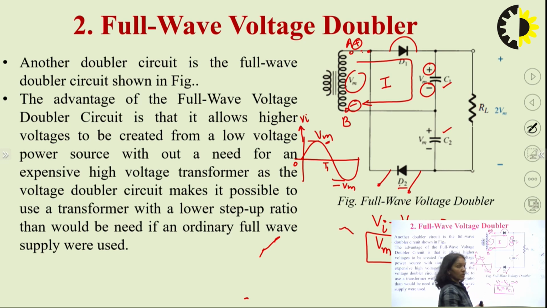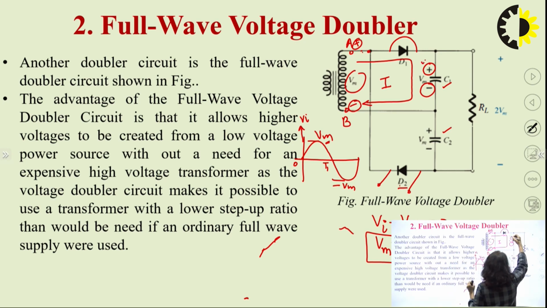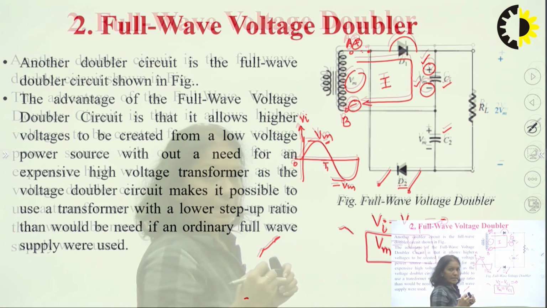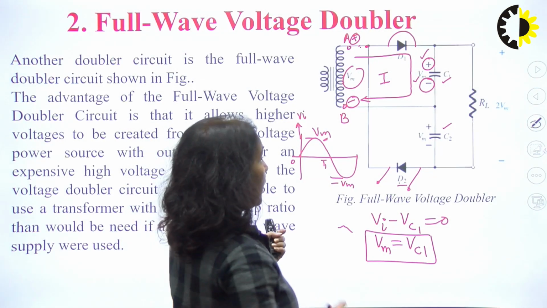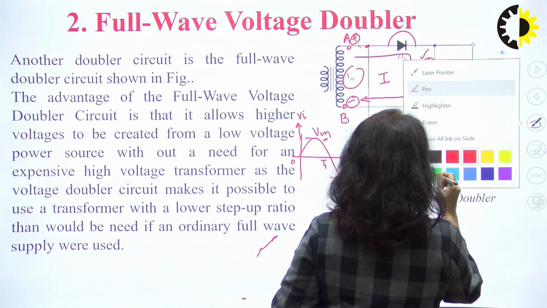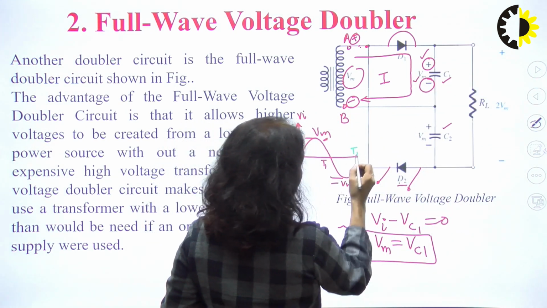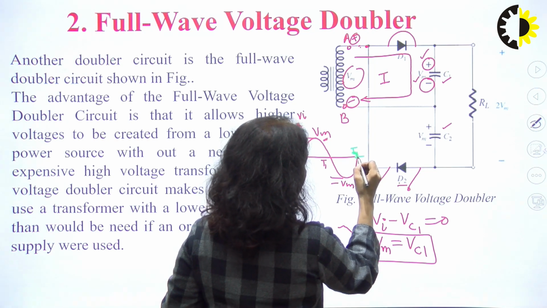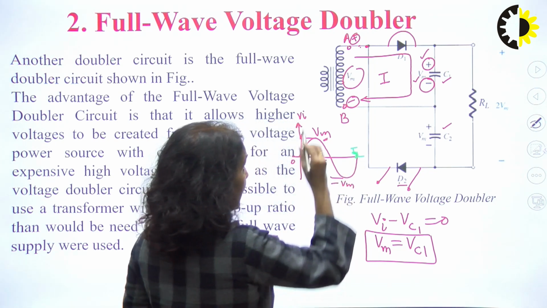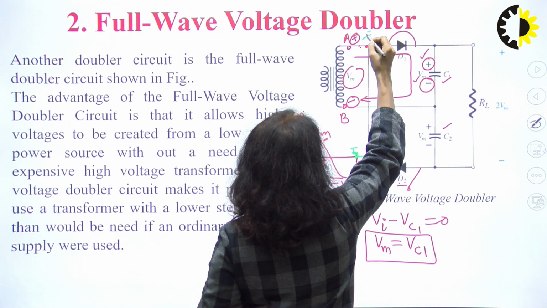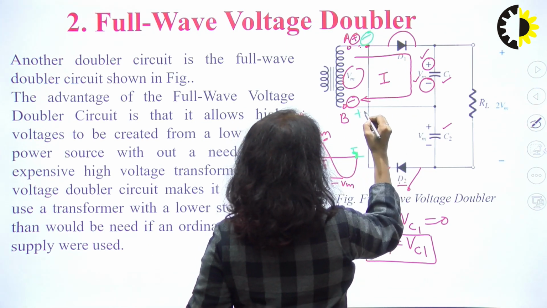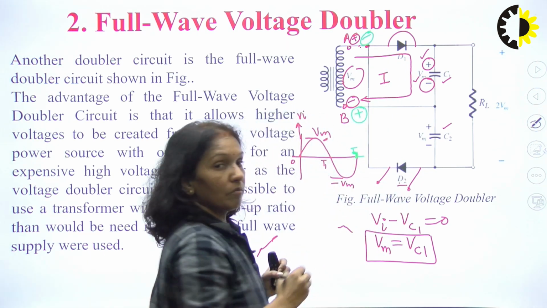Because this is the positive sign, here the sign of this capacitor voltage is positive. So, we will retain the sign which we have taken across this capacitor C1. Now, coming to the negative half cycle. So, during the negative half cycle, that is T1 to T2. During this cycle, terminal A will be at negative potential and B will be at positive potential.